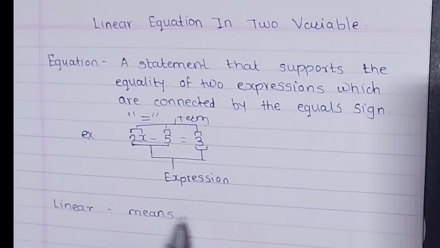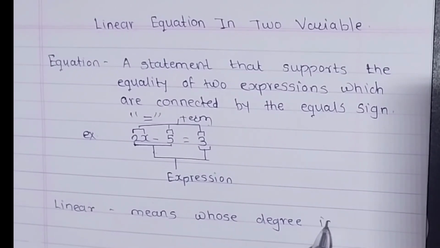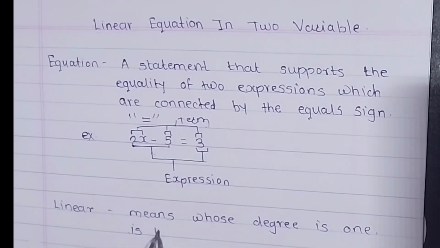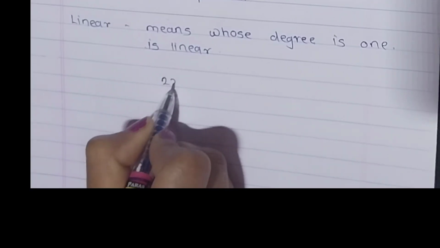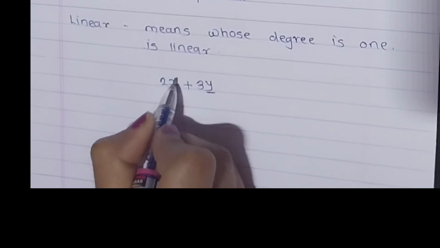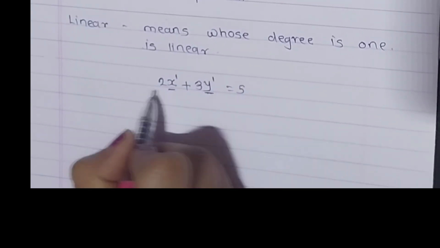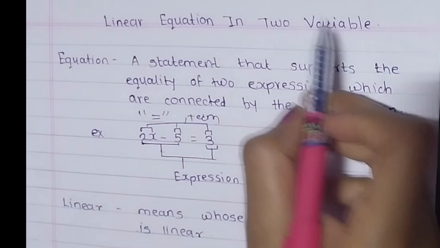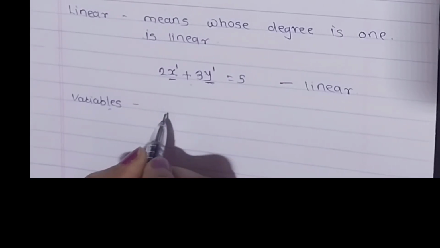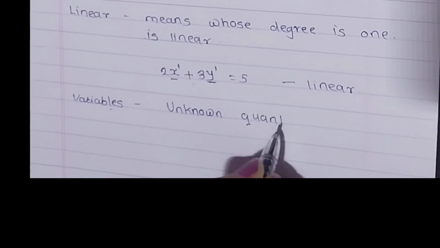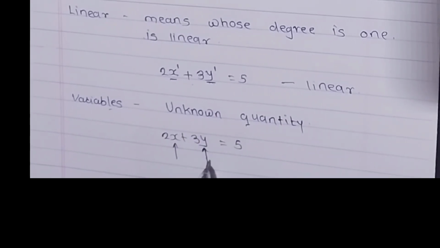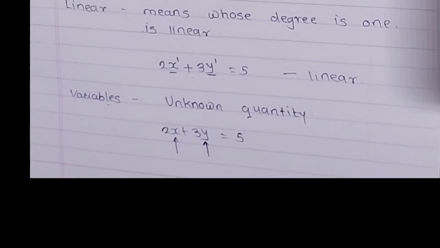So let's see what linear is. Linear means an equation whose degree is 1. In the example 2x plus 3y equal to 5, x and y have degree 1, so it is linear. Now what are variables? The unknown quantities are the variables. Here in 2x plus 3y equal to 5, x and y are the variables which are unknown.